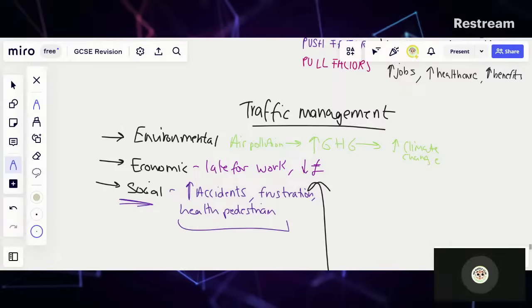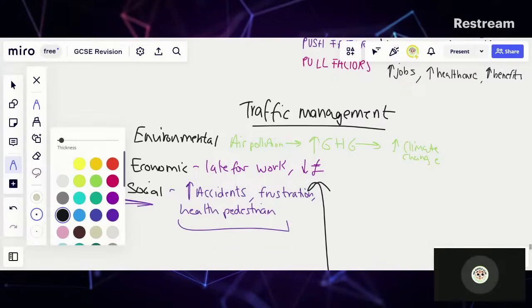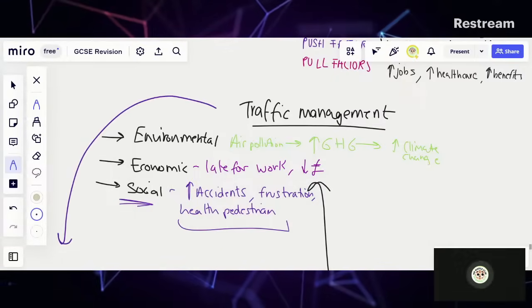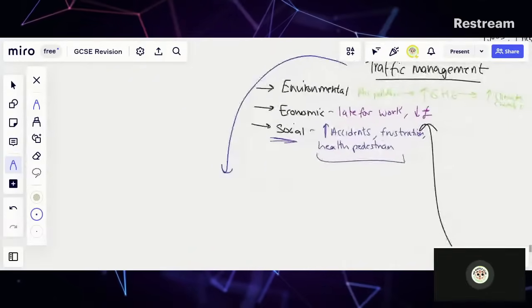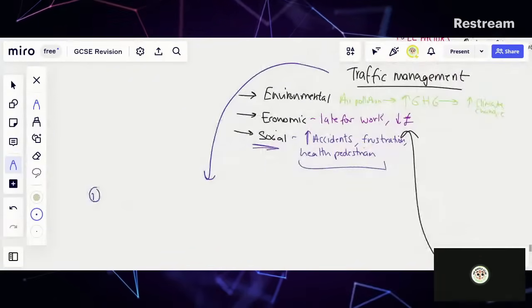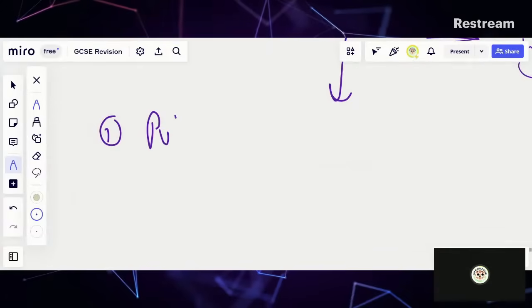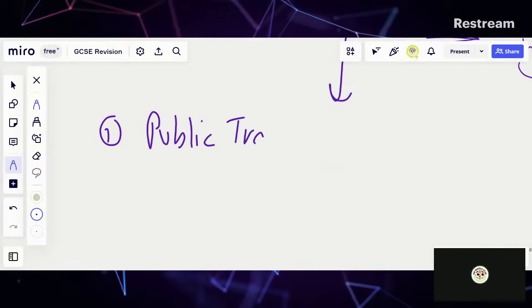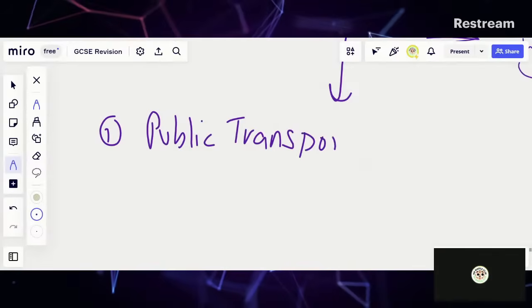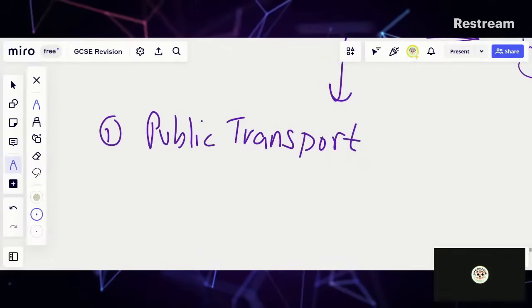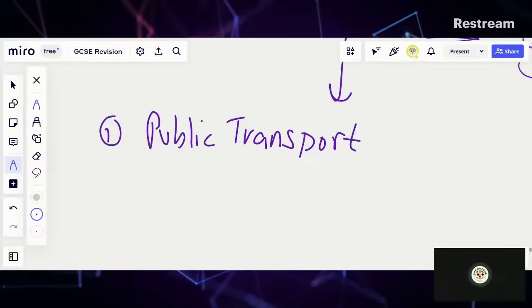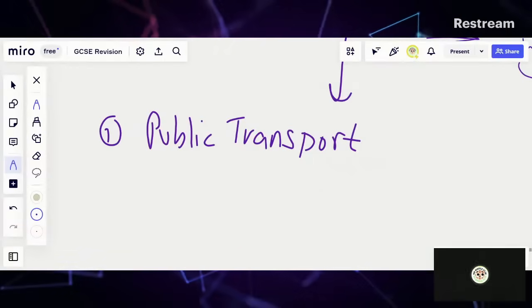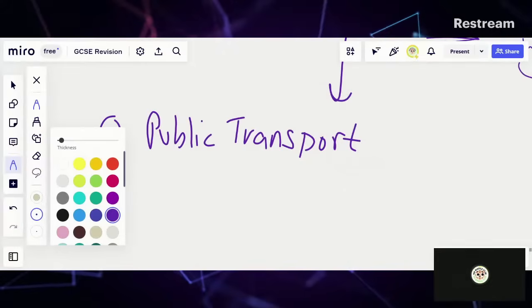So that's enough of the problems. How do we manage it? How do we solve this issue? Traffic management. So, firstly, the main thing that may have come to your mind is public transport. Now, urban transport strategies encourage people to use public transport instead of travelling by car. Many of these have happened in London.